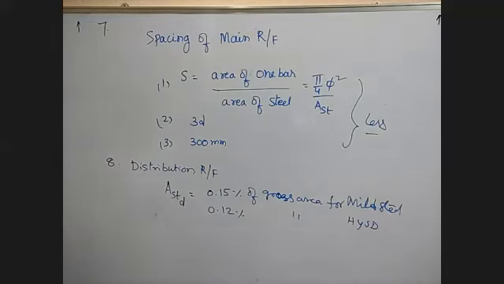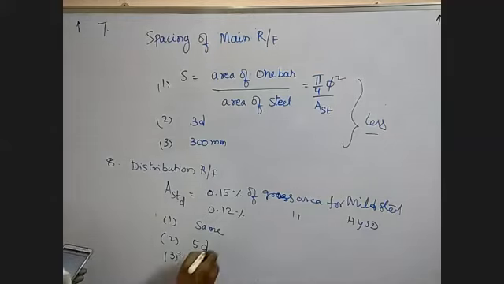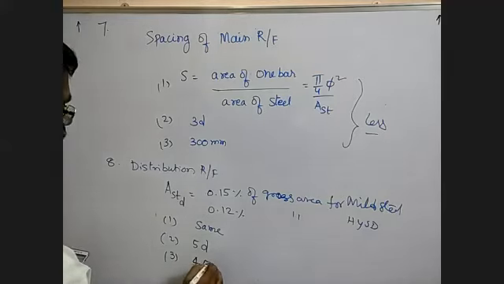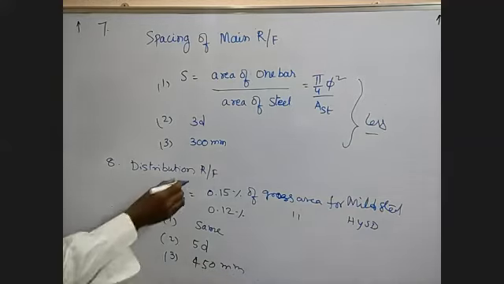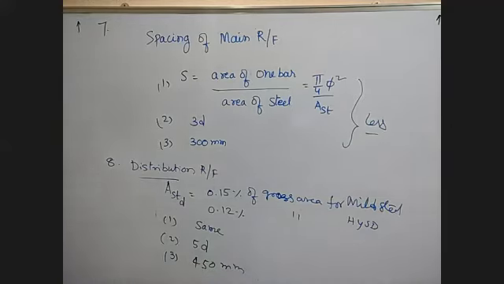The spacing uses the same formula, but there is a difference: instead of 3D you have 5D, and instead of 300 mm you have 450 mm. That is the other difference. This is regarding the distribution reinforcement.